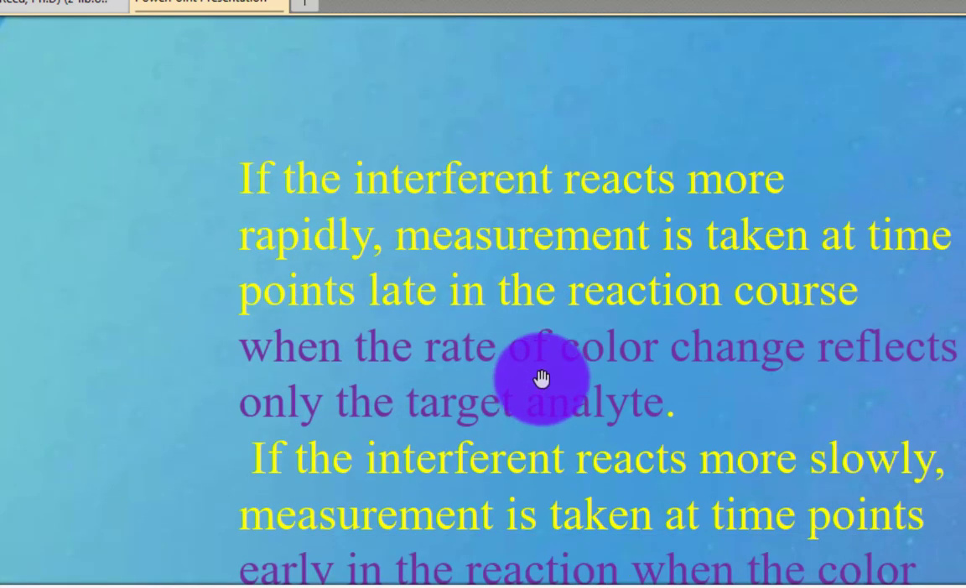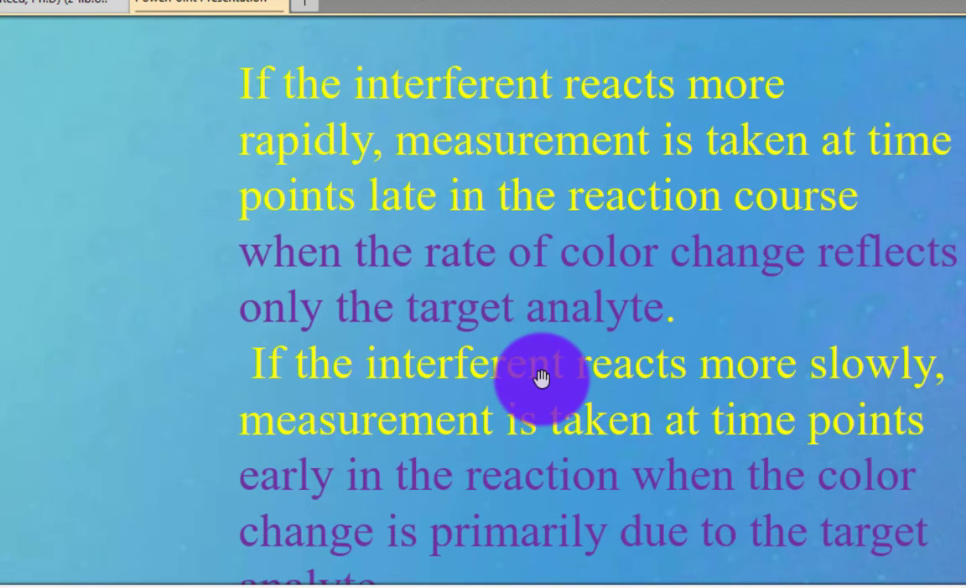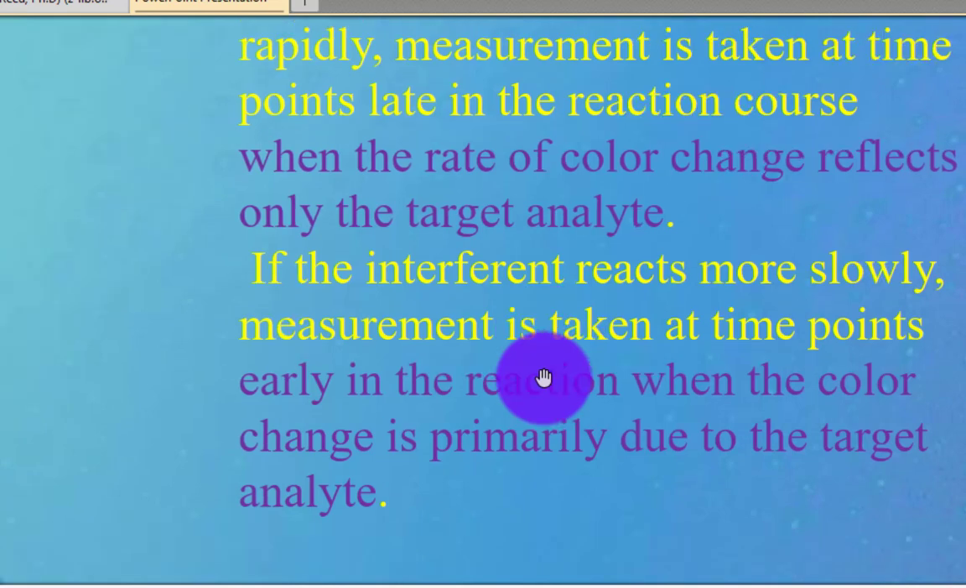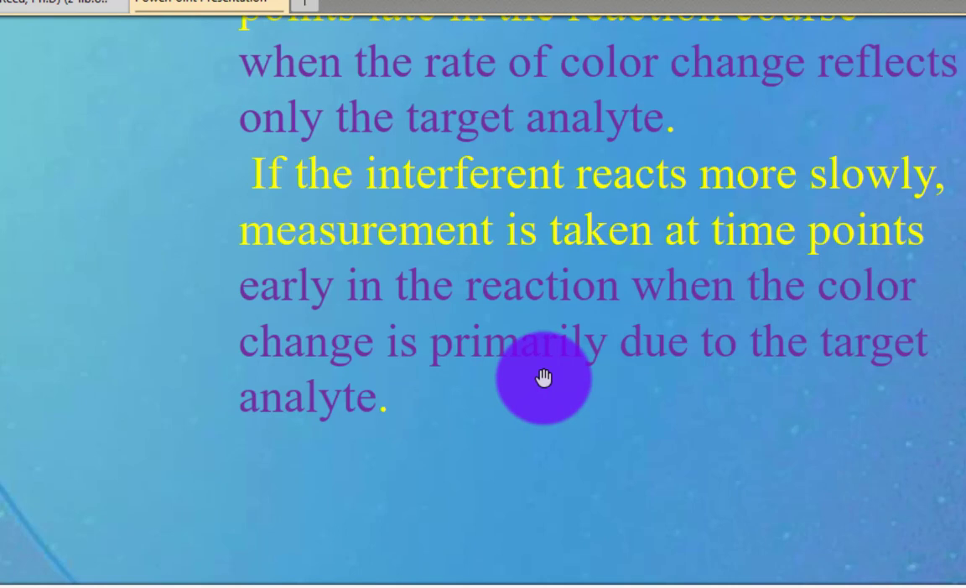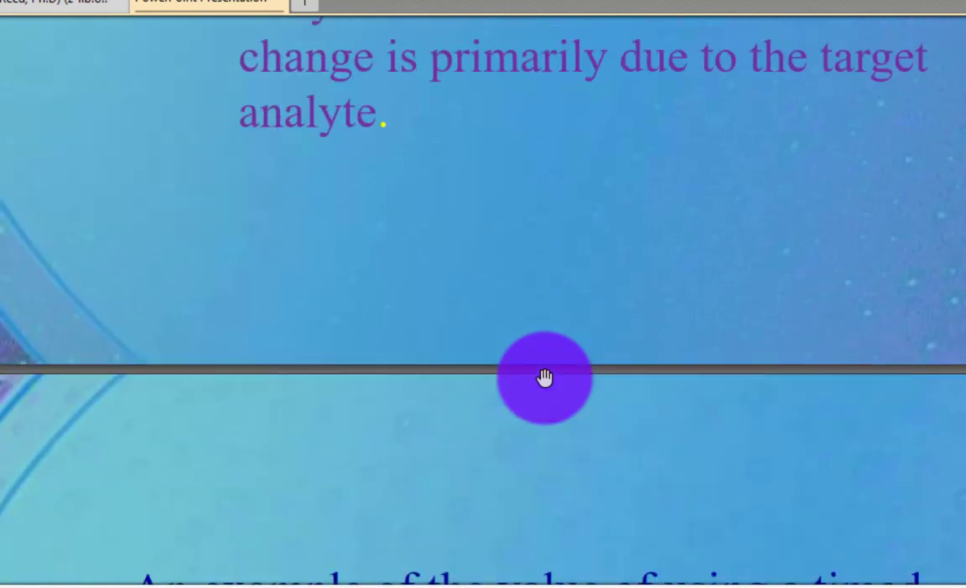If the interferent reacts more rapidly, measurement is taken at a time point late in the reaction course, when the rate of color change reflects only the target analyte. If the interferent reacts more slowly, measurement is taken at a time point early in the reaction, when the color change is primarily due to the target analyte.